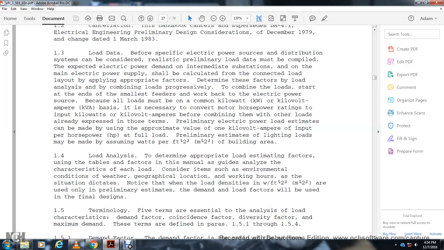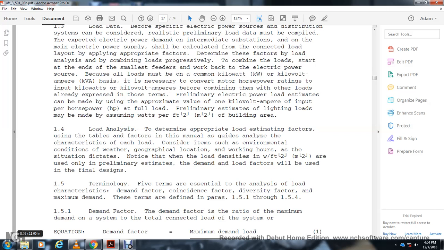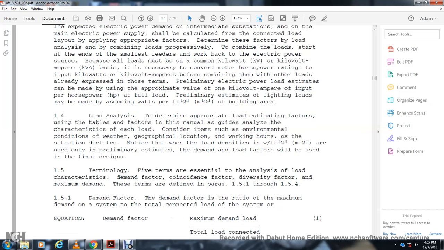Consider the items that must be considered: system, environmental considerations, weather, geographical location, working hours, as the situation dictates. Note that the load densities, watts per square foot or square meter, are used in preliminary estimates for the demand. Load factors will be used for the final design. 1.5 Terminology. Five terms are essentially used in the analysis of the load characteristics: demand factor, coincidence factor, diversity factor, load factor, and maximum demand. These terms are defined in paragraphs 1.5.1 through 1.5.4.